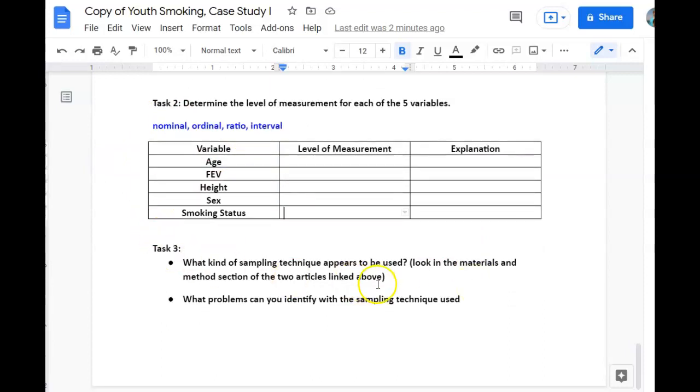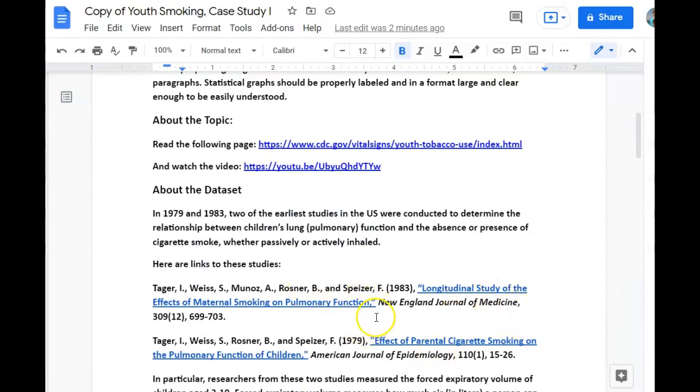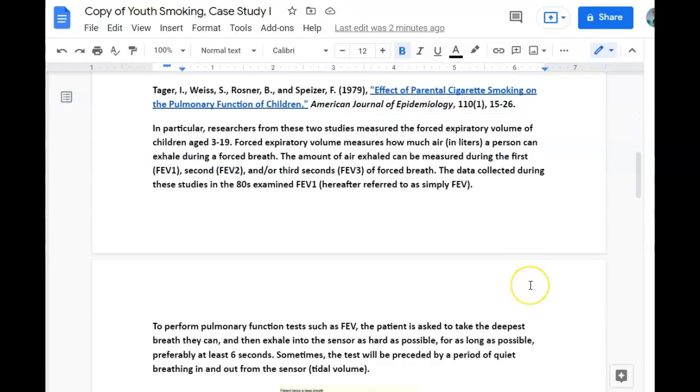Okay? Last task is to come up with an explanation of what kind of sampling techniques were used in the experiment. So look in the materials and methods section of the 2 articles. So you're going to go to here and open them. You don't have to read all of them. They're not easy to read. But look in the materials and methods section, and that will explain how they set up the data collection, the experiment, and how they choose the children that went into the study.